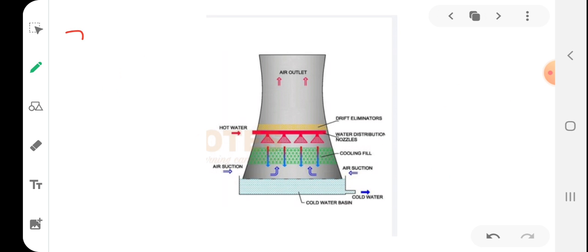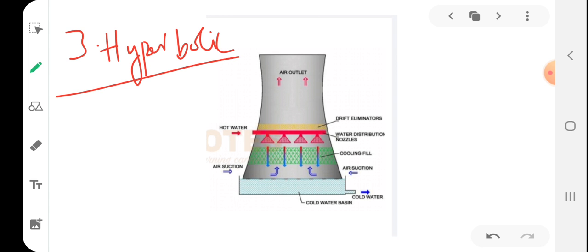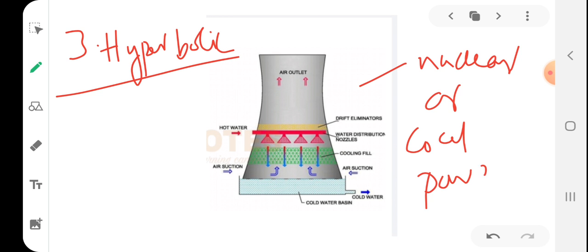So next, the third one, will be hyperbolic. You can see here the shape is somewhat hyperbolic. Hyperbolic towers are structurally strong and use a minimum of materials. These are used for handling larger projects like nuclear or coal-fired power plants. So this is known as a hyperbolic tower.